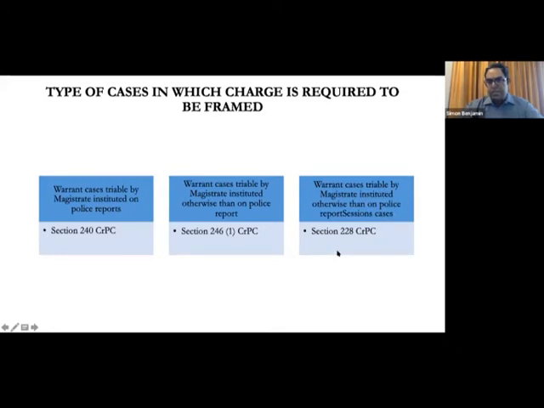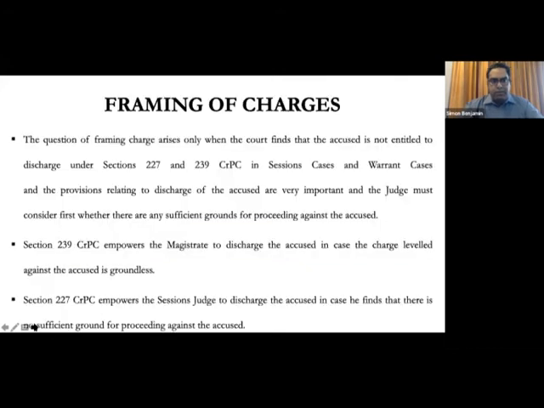We also see that for the warrants cases which are being triable by the Sessions Court, the stage for charge is under 228. There is no such distinction like we have for warrants trial, for Sessions trial. In that category, all the trials are subjected to the same type of trial, whether it's a complaint case or a FIR case. Now we'll see what a framing of charge would be. So here we find that this is a question that the court will frame after it comes to the conclusion that the person cannot be discharged.